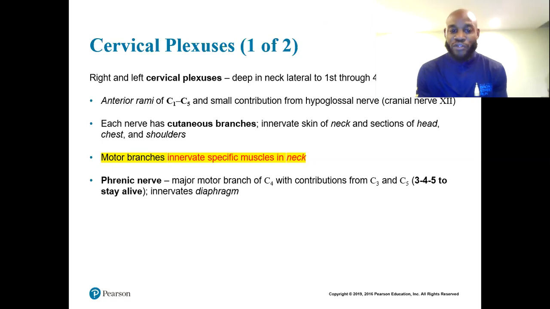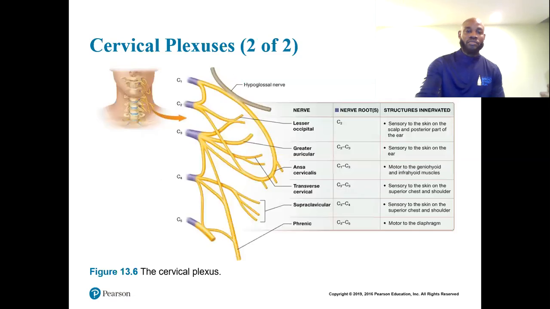And then we also have the phrenic nerve, major motor branch of C4, with contributions from C3 and C5, which innervates the diaphragm. What do we need our diaphragm for? To breathe, right? So that's controlled by your cervical plexus, right? And that's just showing you that diagram there.